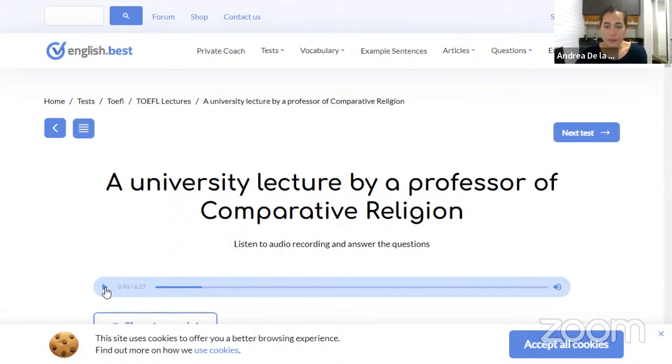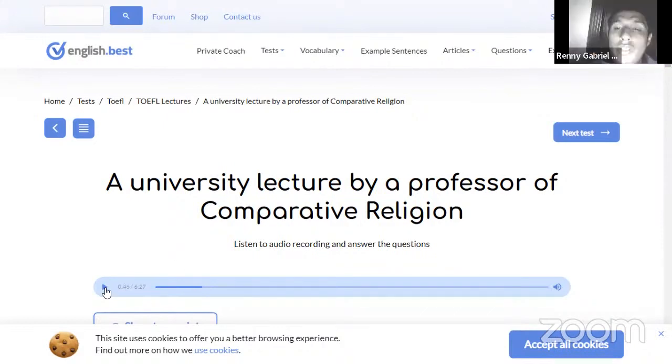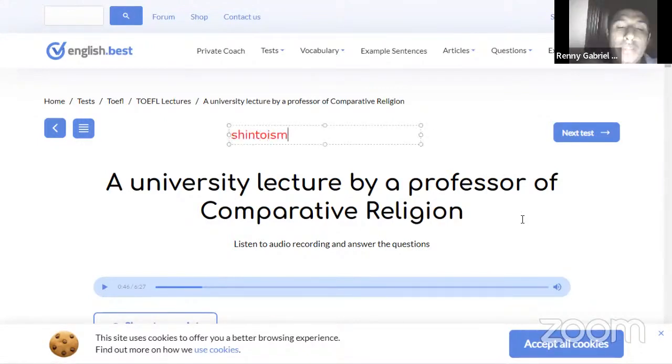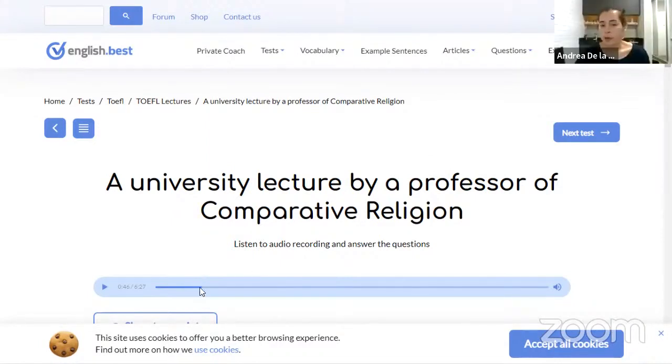Can you notice that? Yeah, I'm sorry. I can understand listening, but I cannot understand the name of the religion in Japan. It's called Shintoism. Could you please type it? Shintoism. Okay. Did you guys notice that pause that the professor made?